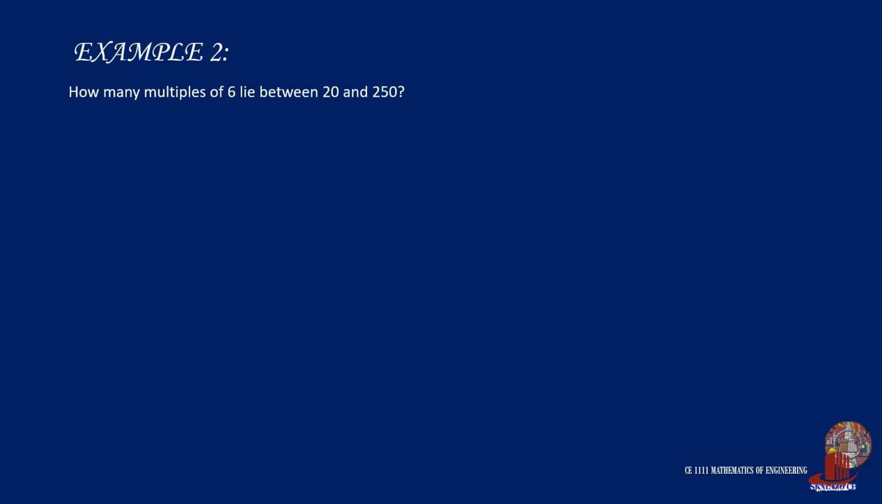Example 2 states, how many multiples of 6 lie between 20 and 250? Between 20 and 250, the multiple of 6 closest to 20 is 24. We consider this as a sub 1. Likewise with the multiple of 6 closest to 250, which is 246. Treat this as the final term or a sub n.